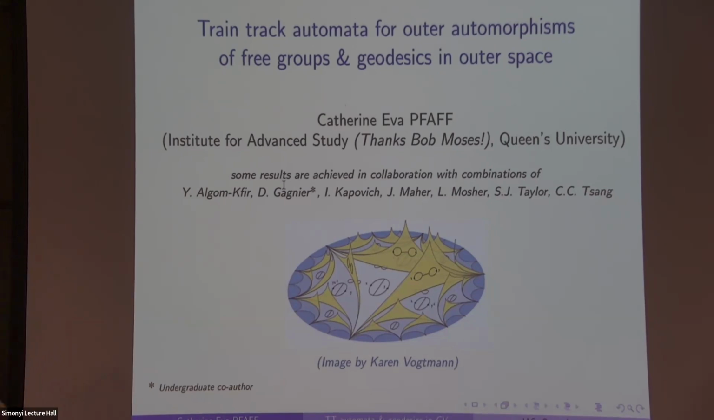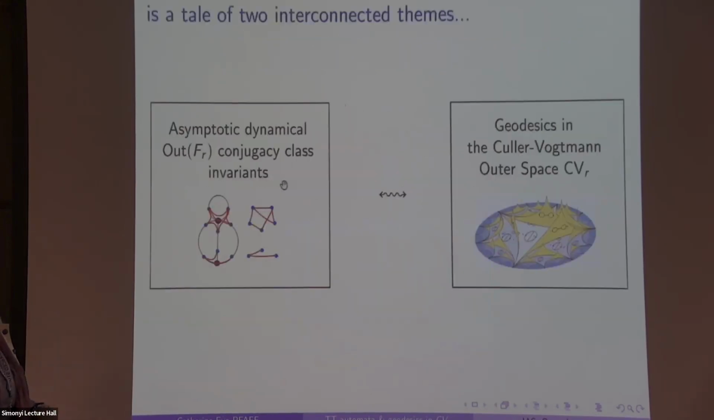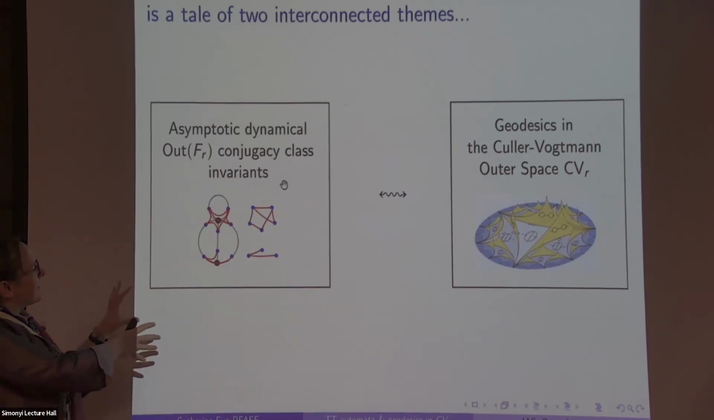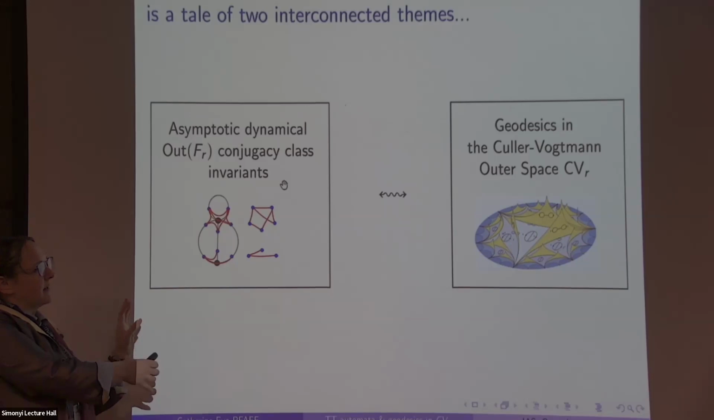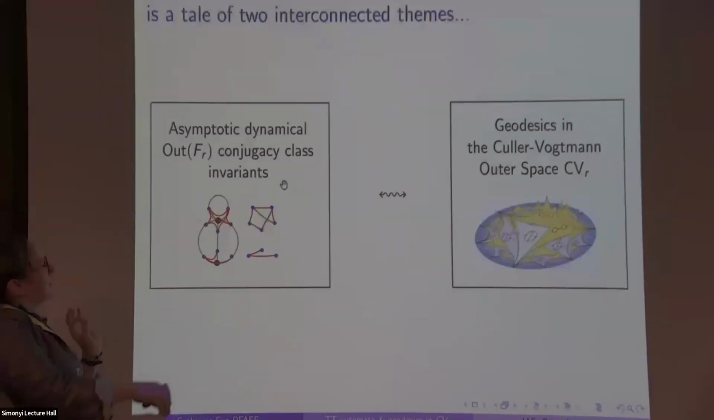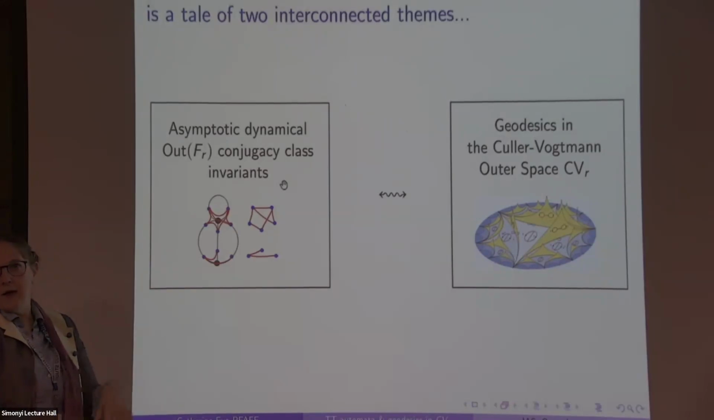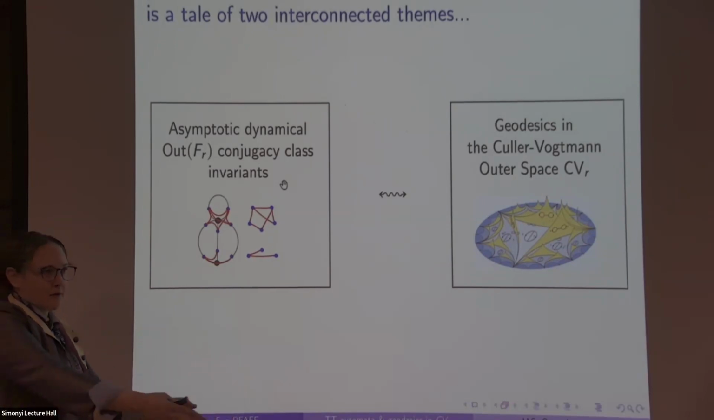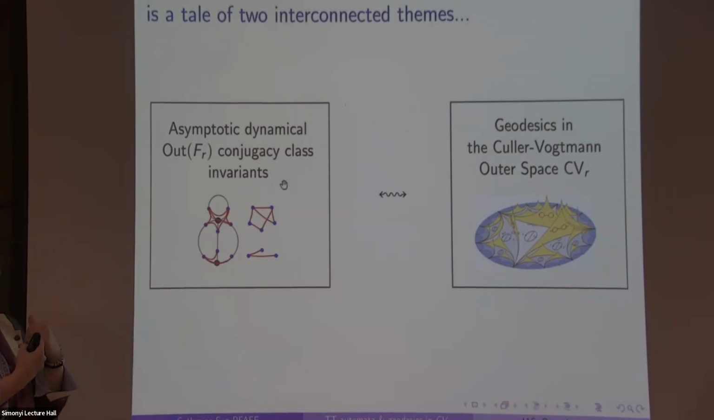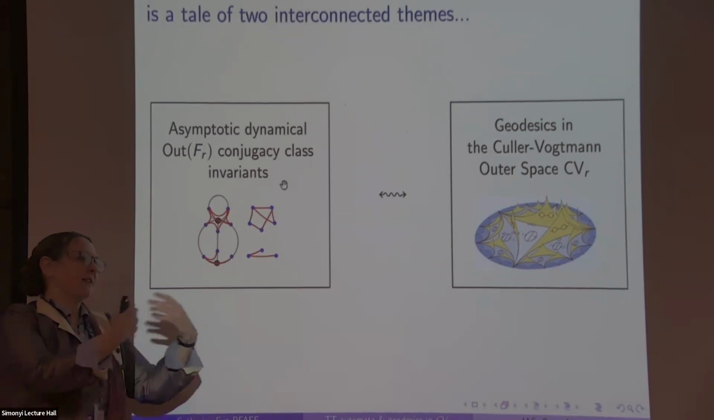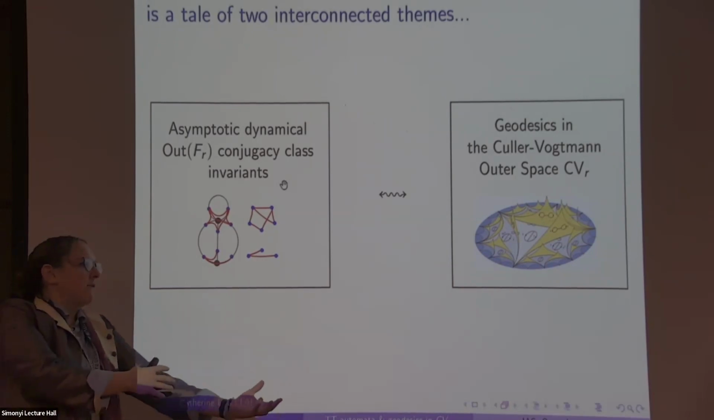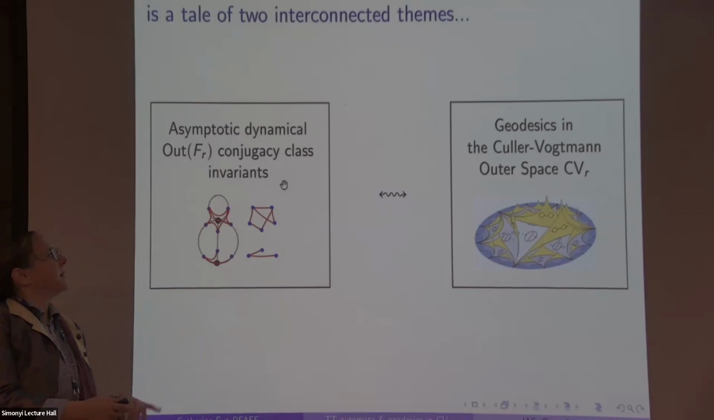So, like most of my stories, train track automata for outer automorphisms of free groups and geodesics in outer space is a tale of two interconnected themes. I have asymptotic, dynamical, Out(F_r) conjugacy class invariants, and I'll tell you about both as we go along. If you have a matrix and you apply it again and again, then inputs converge on eigenvectors, and the eigenvectors tell you about what the matrix is like. That's the notion of an asymptotic, dynamical, conjugacy class invariant: it tells you limiting behavior, but that actually tells you about the original object.